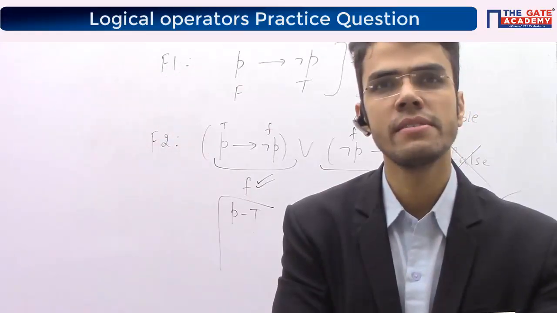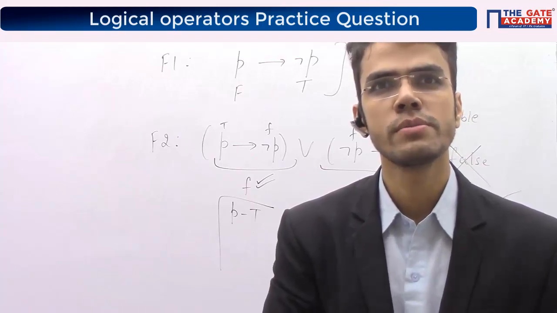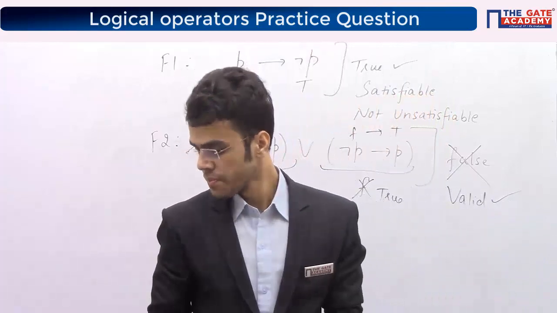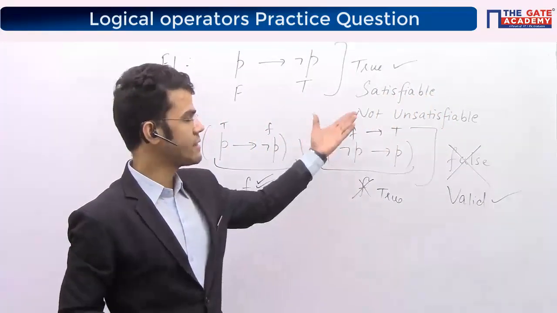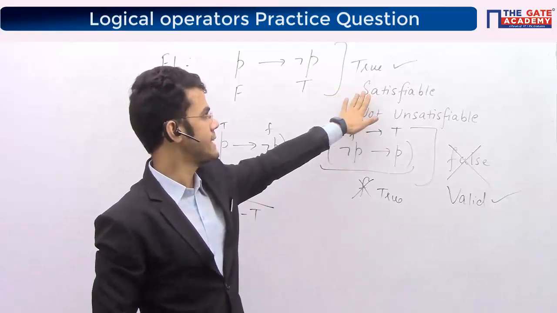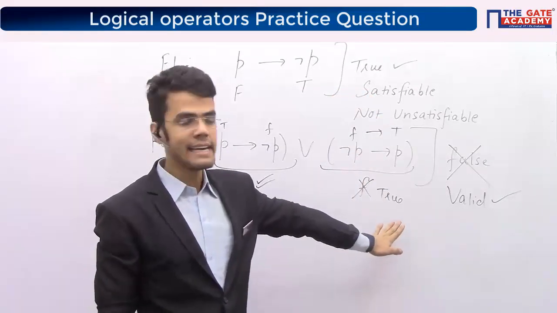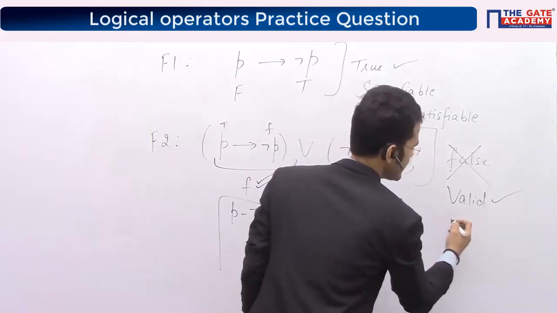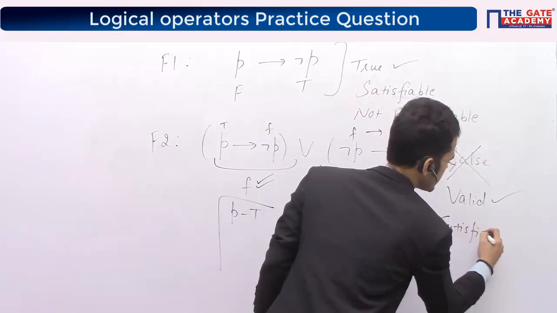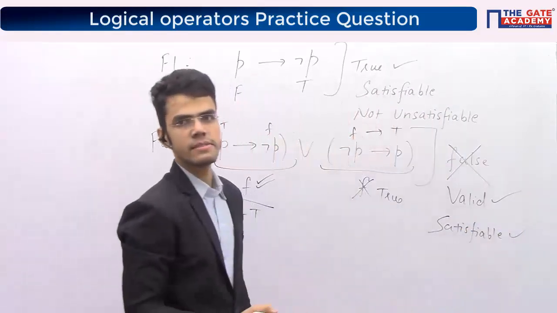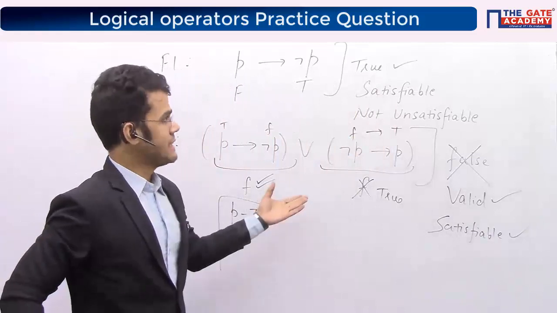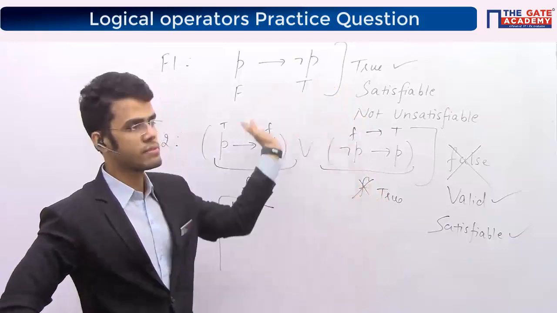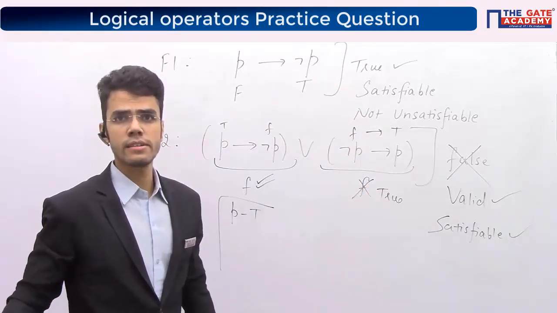If it is valid, then definitely it will be satisfiable as well. One true is needed for satisfiable, and for valid all true. Firstly, F1 is coming out to be satisfiable, and F2 is coming out to be valid, and I'll say satisfiable as well, because if one true case is coming, it is satisfiable as well. Is this much clear, guys? You must have applied the approach and got the answer, right?